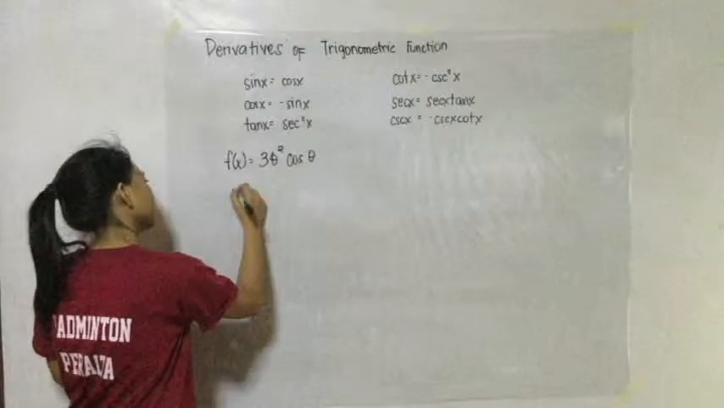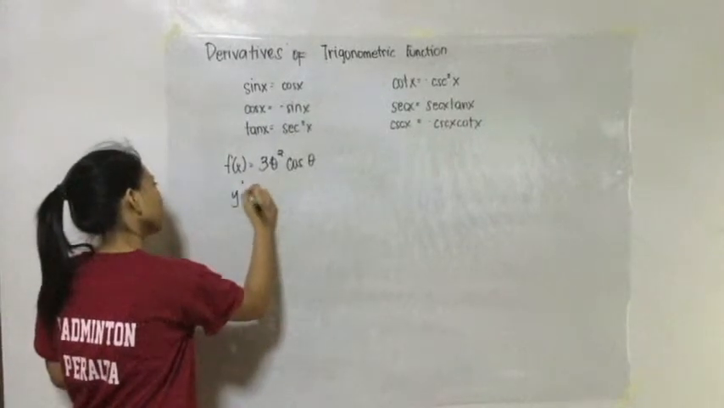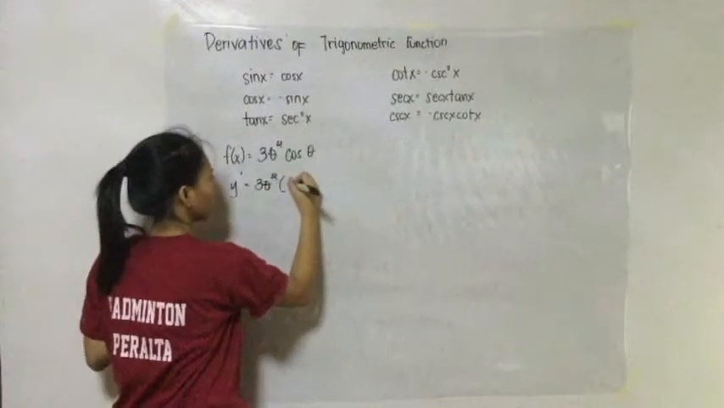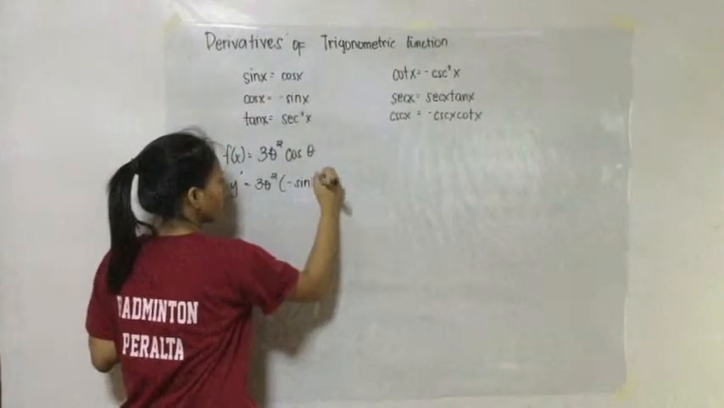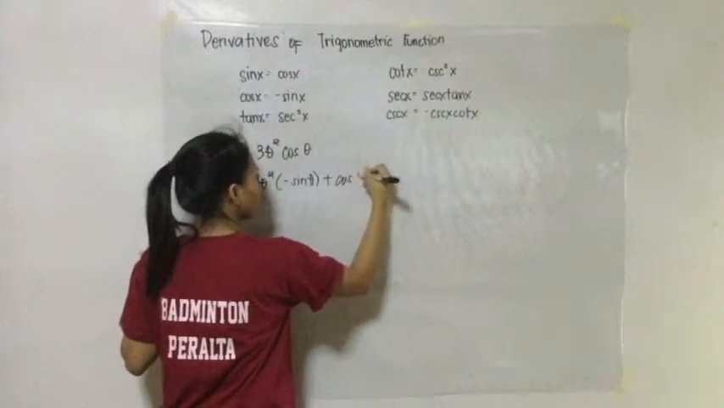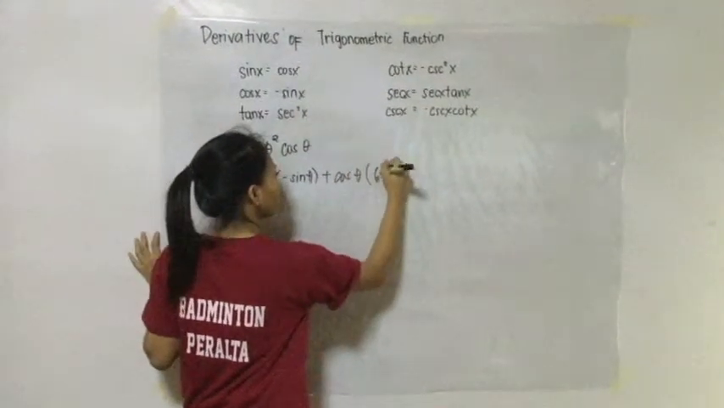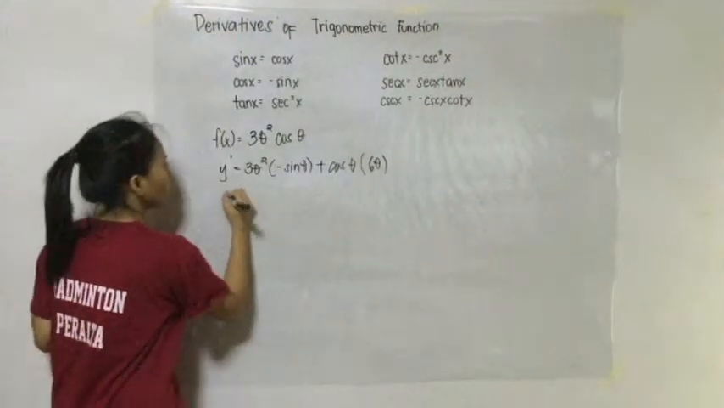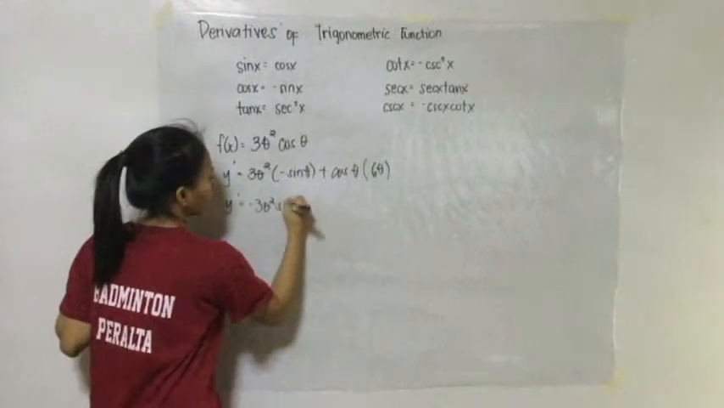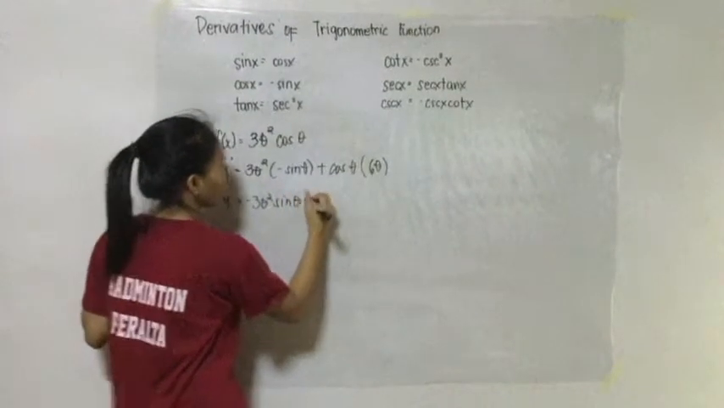Derivatives of trigonometric function. In this example, product rule applies. UV prime plus VU prime. For example, f of x is equal to 3 theta squared cos theta. Y prime is equal to 3 theta squared times negative sine theta plus cos theta times 6 theta. Y prime is equal to negative 3 theta squared sine theta plus 6 theta cos theta.